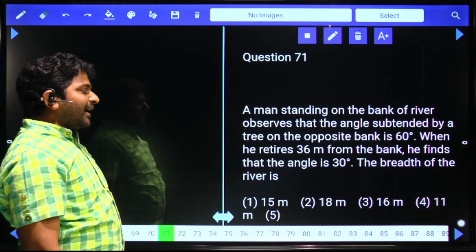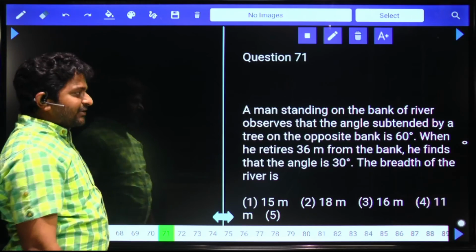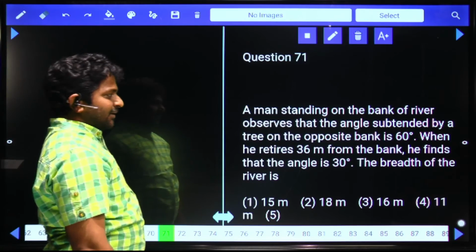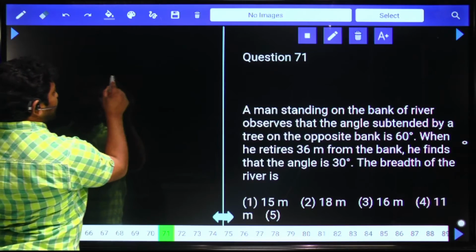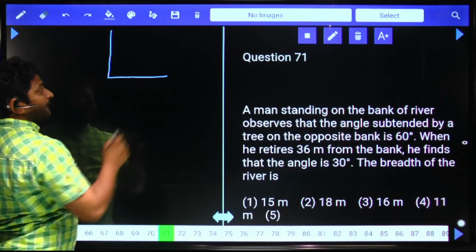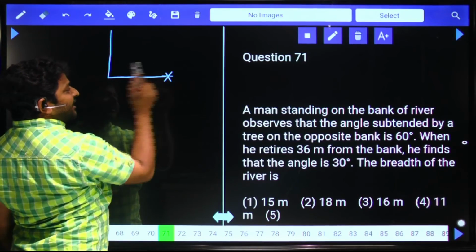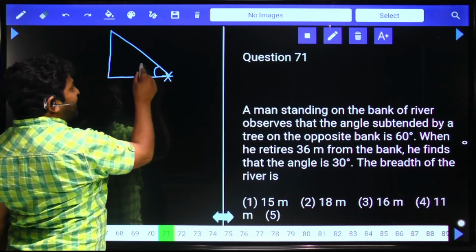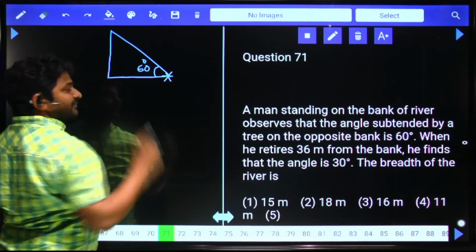When he retires 36 meters from the bank, he finds that the angle is 30 degrees. The breadth of the river. Okay, let this be the river. Here we have a tree. So the person first is on this side, the other side of the bank. Now he observed the angle subtended is 60 degrees.